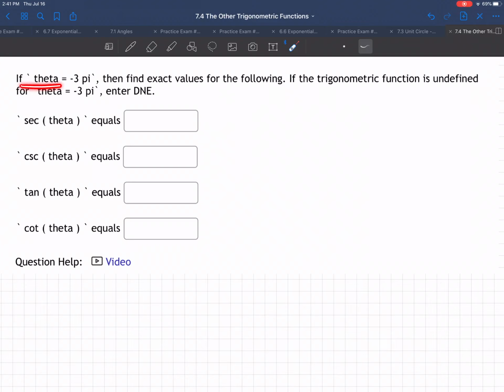Here's an example. Theta is negative 3 pi. Find the exact values: secant, cosecant, tangent, cotangent. Well, first off, we need the definitions.